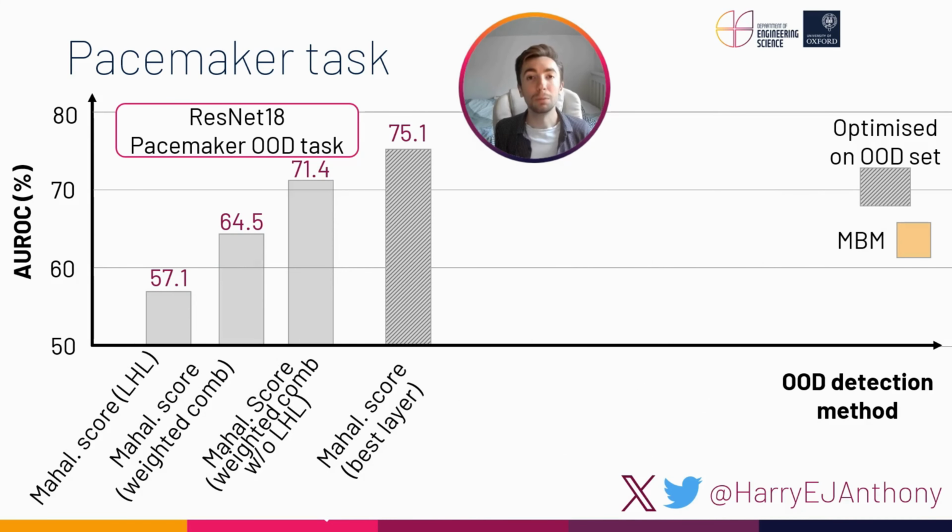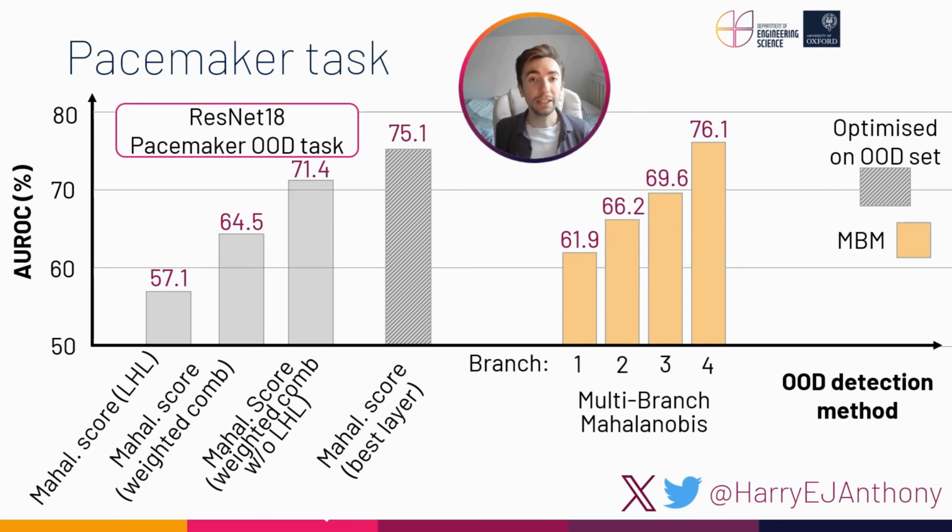Now let's compare this to our multi-branch Mahalanobis method. Here we've plotted the AUC for each branch in the network, and we see that the last branch performs very well. It actually performs better than the best single layer in the network. This result highlights the utility of aggregating distances together to get one single score. So this is good, but we can do even better than this.